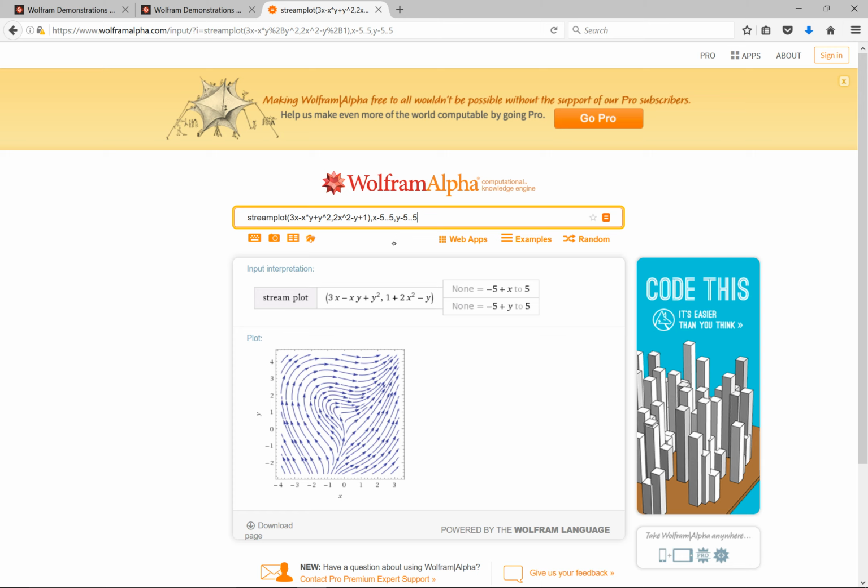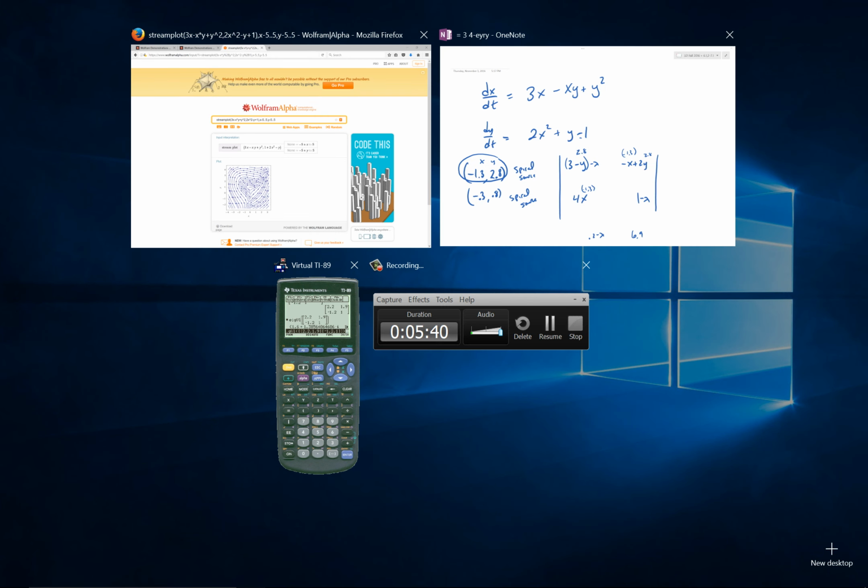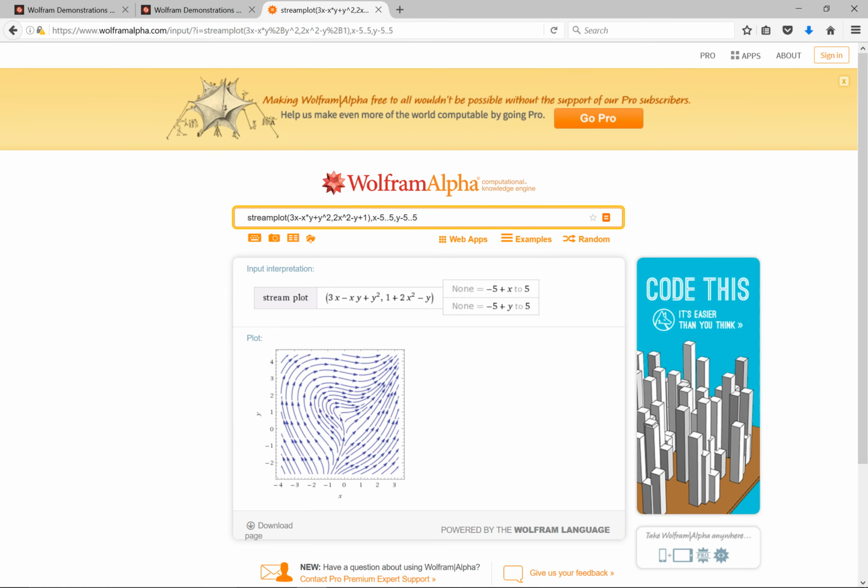Oh, dang, I did negative y plus 1. No, is that right? Yeah, it's supposed to be positive y minus 1. Well, if you don't type it in right, it's funny, you don't get the right answer. It's weird how that works.